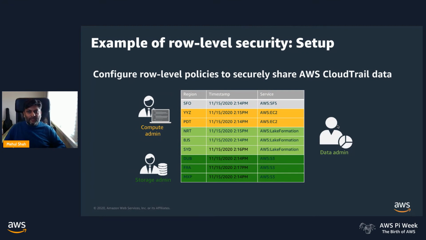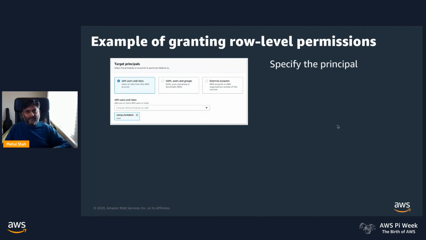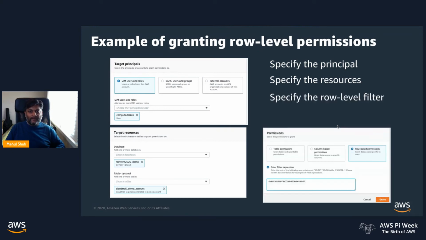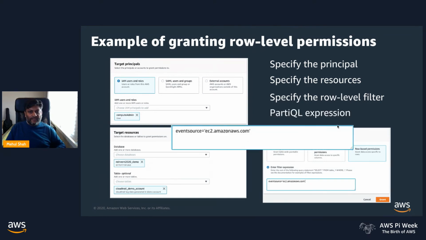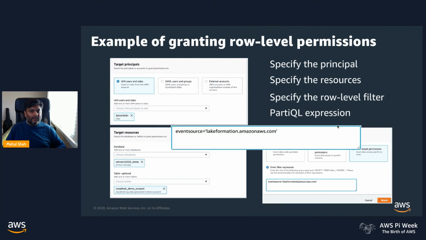Imagine you have a compute admin, for example, that should only have access to the EC2 records, a data admin that should only have access to Lake Formation records, and a storage admin that should only have access to S3 records. In that case, with Lake Formation, you simply specify the principal, in this case the compute admin, the resources, in this case the entire CloudTrail table that we have, and the row level filter: EC2 records for the compute admin, S3 records for the storage admin, and Lake Formation records for the data admin.